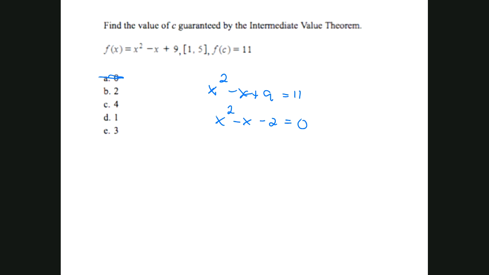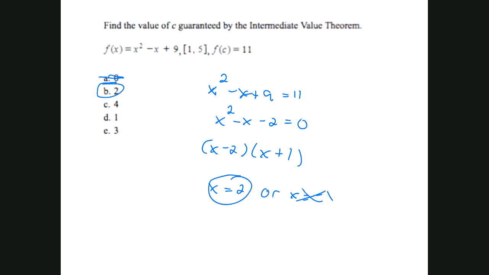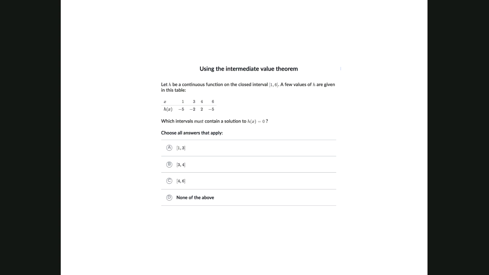Let's see if this thing factors down. What two values multiply to -2 and add up to -1? How about x minus 2, x plus 1? So my values are x equals 2 or x equals -1. Well, -1 is not even in my interval, so I can just cross that off. Can't happen. x equals 2. So the intermediate value theorem is a pretty easy theorem to figure out. You're just trying to tell us that there has to be a value in between there.